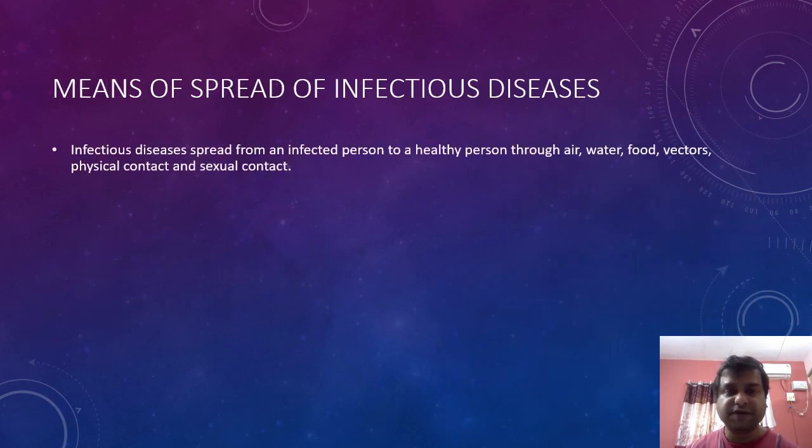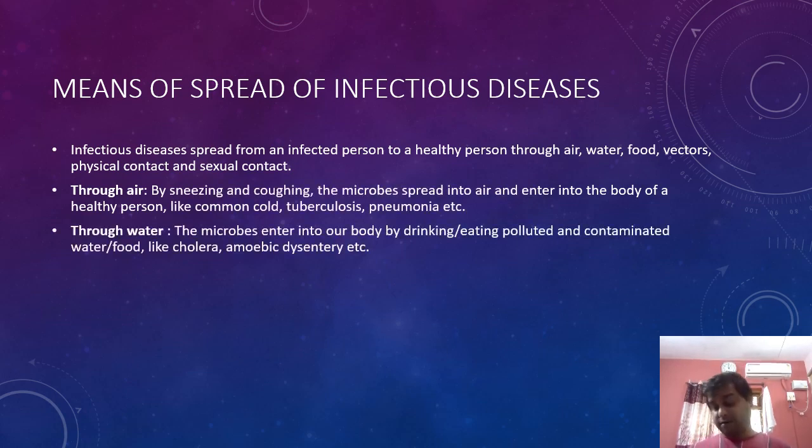Means of spread of infectious diseases. Now, diseases can be airborne, waterborne, spread via food, through physical contact or sexual contact as well. Okay, and through air we know by sneezing or coughing. Whenever we sneeze or cough, the microbes get released into the atmosphere, and if the person who has sneezed or coughed has not held his hand against his mouth, then what will happen? The released bacteria are free to move to the next possible host.